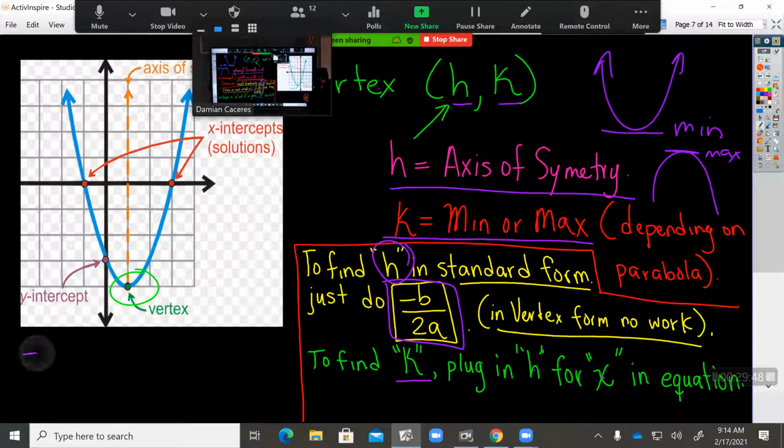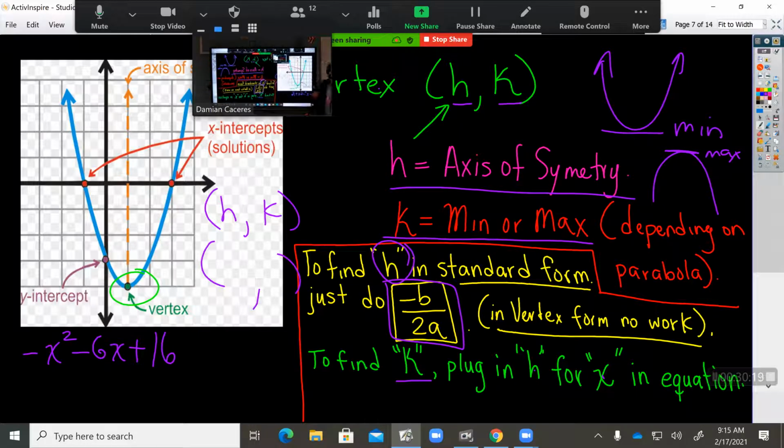So -x squared minus 6x plus 16. This is the example I'm going to use to show you how to find the vertex. I know we already did it one time, but we're going to do one more example here. So first thing we have to do is find h.